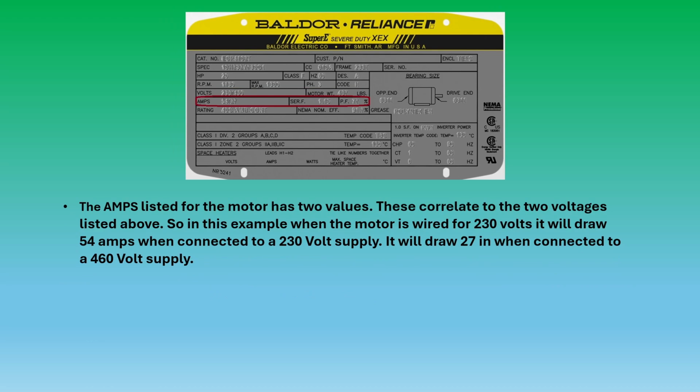Amps. The amps listed on the motor has two values. These correlate to the two voltages listed above. So in this example, if the motor is wired for 230 volts, it will draw 54 amps. And it will draw 27 amps when it's connected to a 460 volt supply.